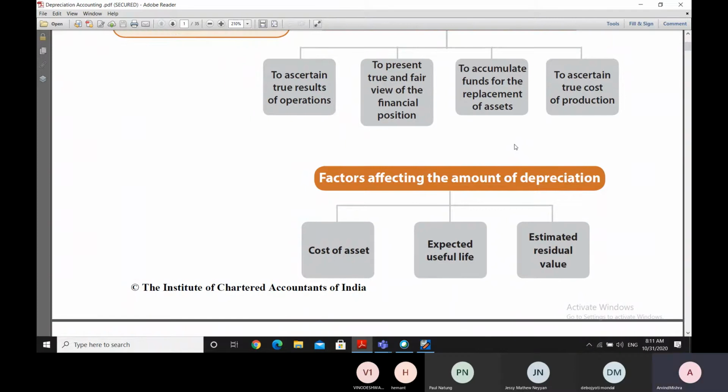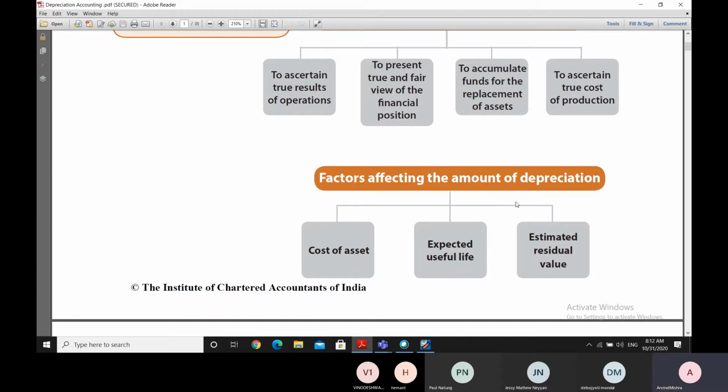Now, as far as the factors which affect the depreciation that we have to allow, the first thing is the cost of the asset, of course. The more the cost, the more the depreciation. And cost is the most important criterion that affects the amount of depreciation.